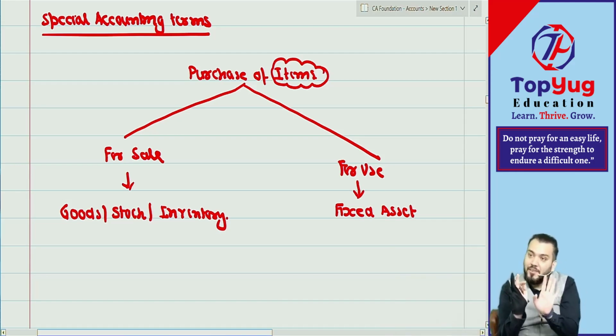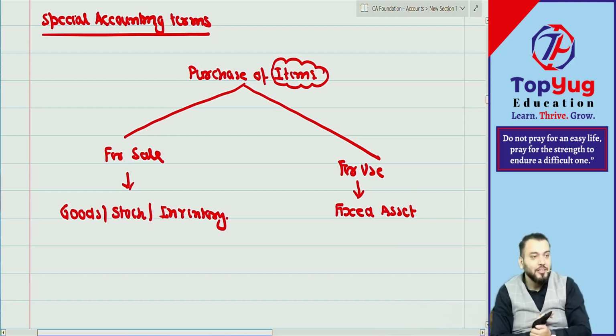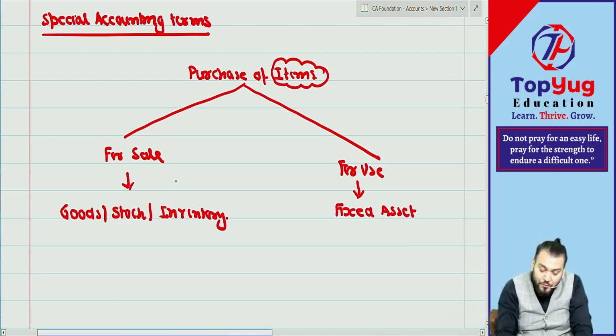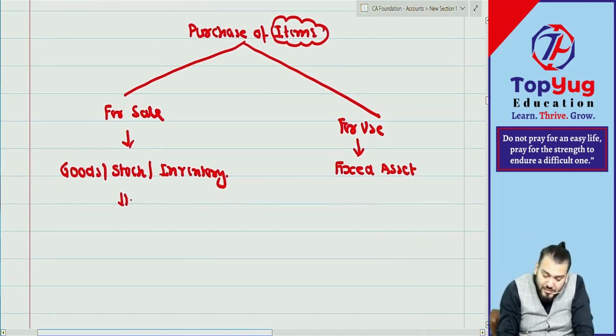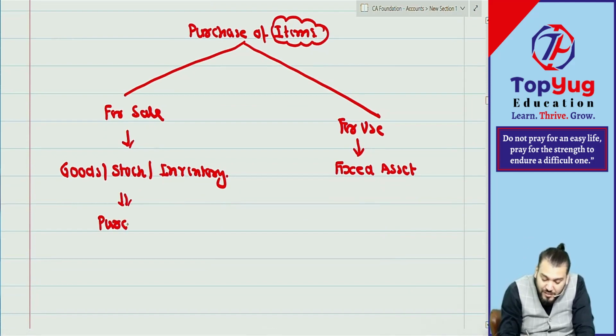Both are assets. Inventory is also an asset. Fixed asset is also an asset. We purchase an asset for deriving some benefit. If the benefit will be derived, it is an asset only. So if you purchase an item for sale, what is the name given? If you purchase some item for use, we call it fixed asset.